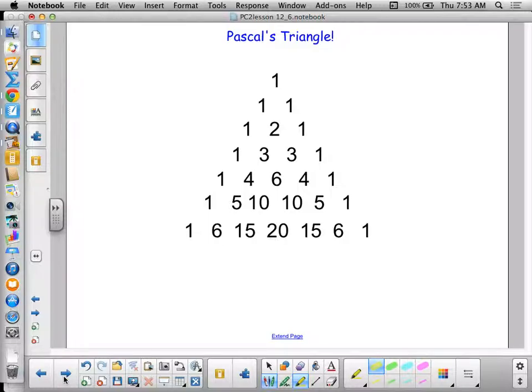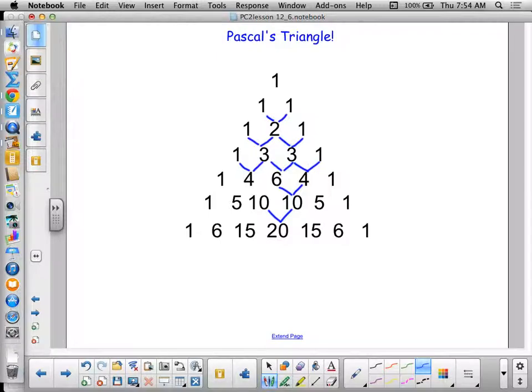Pascal's triangle, you may recall, is a neat little thing. It's got ones on the outside, and notice that it works this way. The sum of these two numbers gives me that number. The sum of these two numbers gives me this number. The sum of these two numbers gives me that number. See how that works? It's nifty, isn't it? You know what's extra nifty about this?